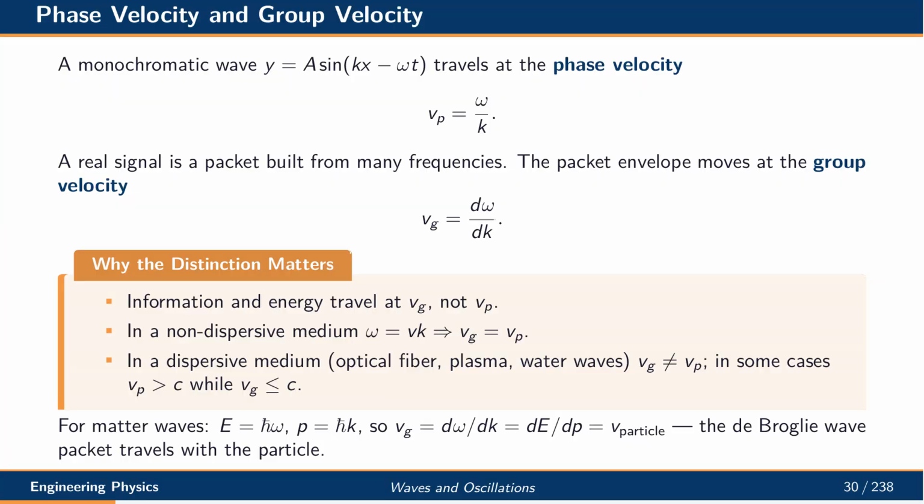A pure monochromatic wave travels at the phase velocity, defined as angular frequency divided by wave number. However, real signals are wave packets built from many frequencies, and their envelope moves at the group velocity. This distinction matters because information and energy actually travel at the group velocity, not the phase velocity. In non-dispersive media the two are equal, but in dispersive media such as optical fibers, plasmas, and water waves they differ. Remarkably, for matter waves, the group velocity equals the speed of the associated particle, beautifully linking quantum mechanics.